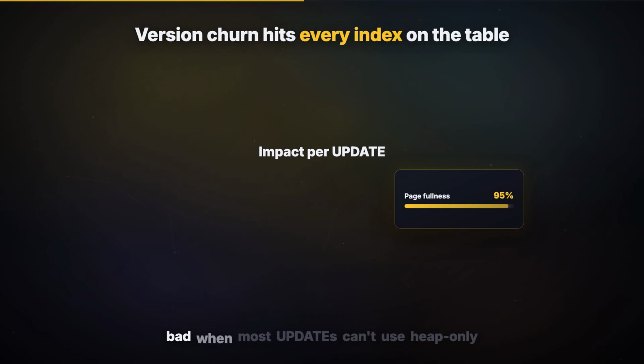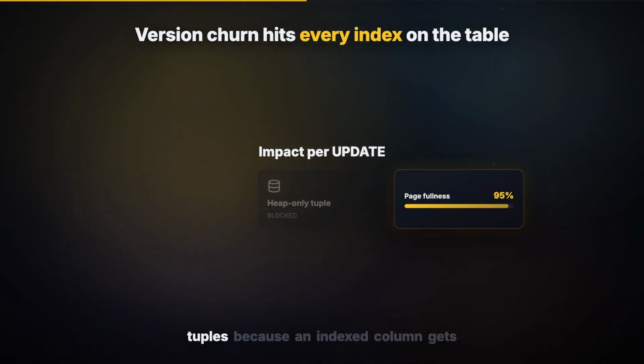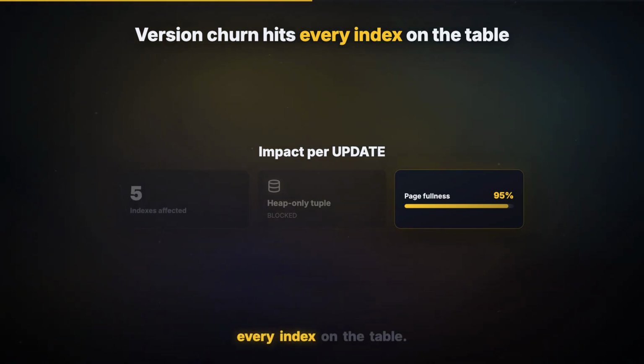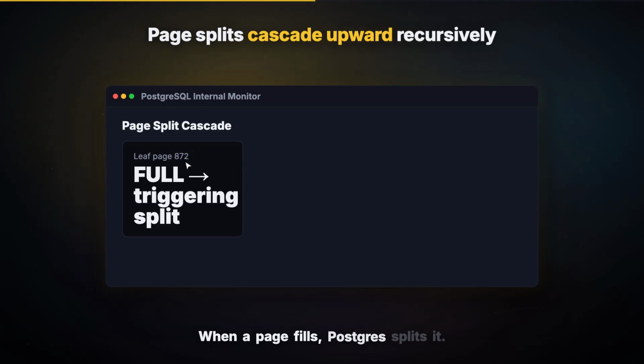This is particularly bad when most updates can't use heap-only tuples because an index column gets modified, forcing a new index entry for every index on the table. When a page fills, Postgres splits it.